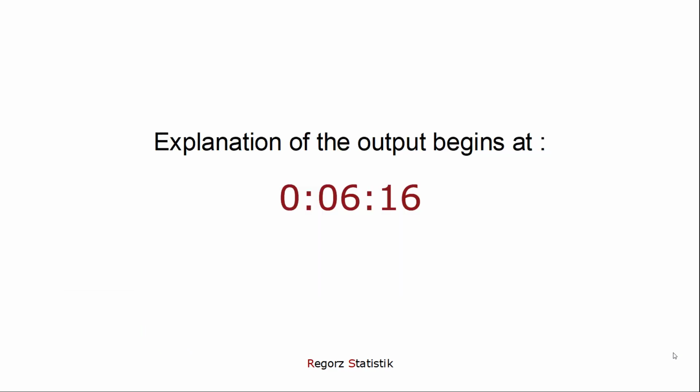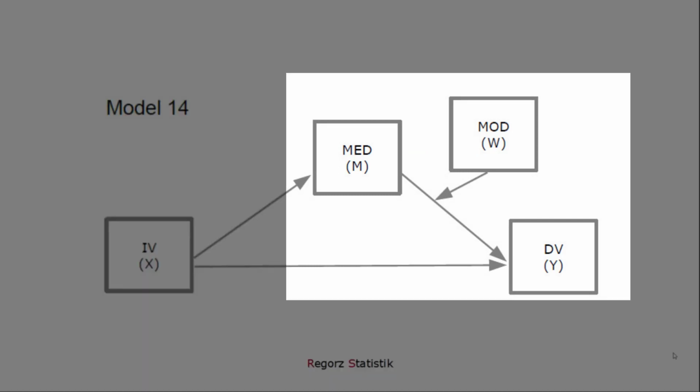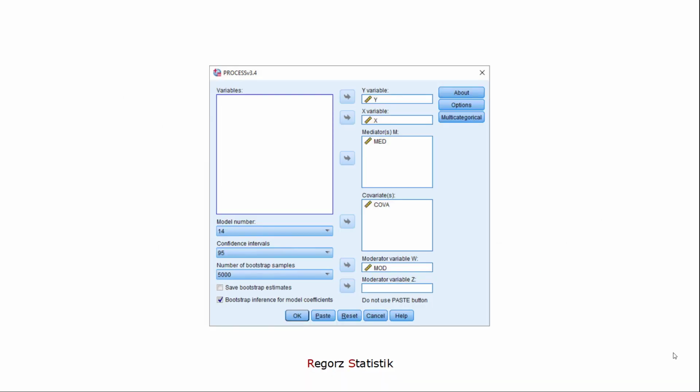If you already know how to run the model and just want to interpret the output, you could jump directly to this time. Model 14 is a mediation model in which the B path is moderated. That is the path from the mediator to the dependent variable. Let's start with the PROCESS menu.